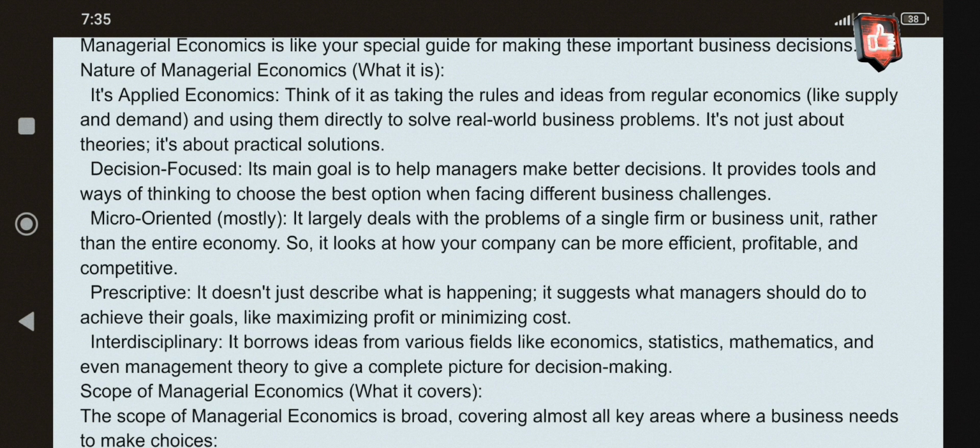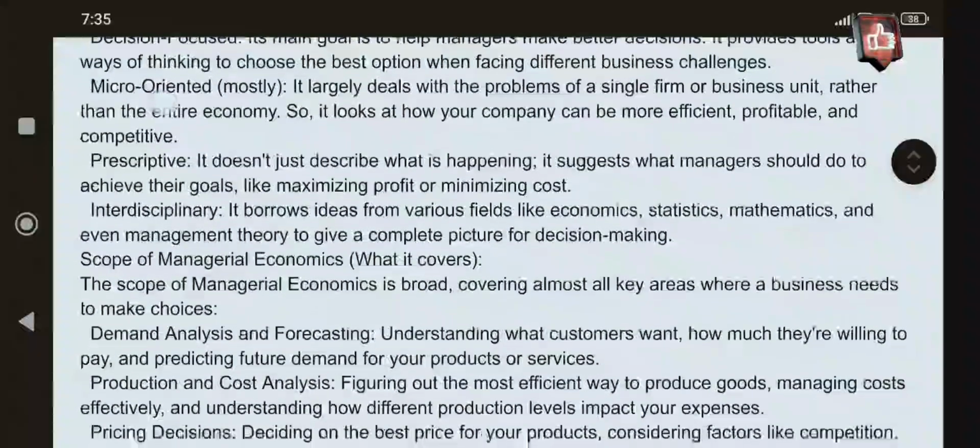Decision-focused. Its main goal is to help managers make better decisions. It provides tools and ways of thinking to choose the best option when facing different business challenges. Micro-oriented. Mostly, it largely deals with the problems of a single firm or business unit, rather than the entire economy. So, it looks at how your company can be more efficient, profitable, and competitive.